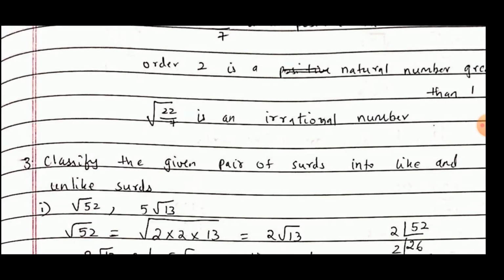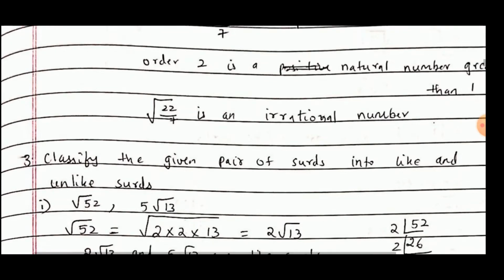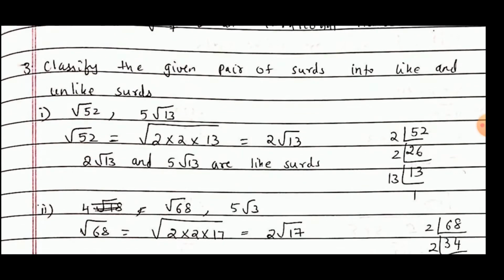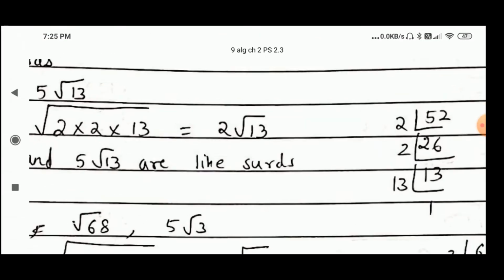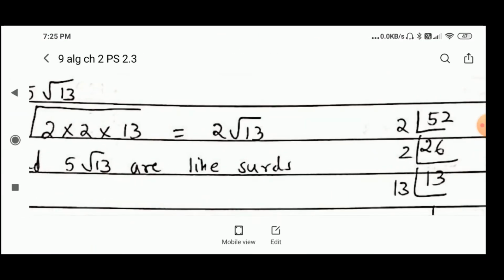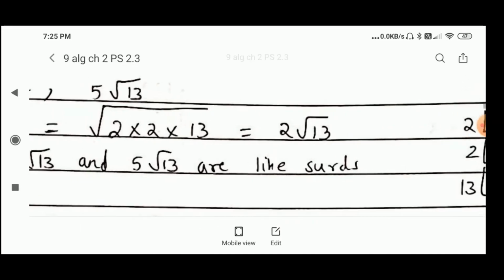Now you have to classify the given pair of surds as like surds or unlike surds. Now like surds means what? The irrational number should be same. So square root of 52, you can write down the prime factors of 52. See here how the prime factors are found out. So first divided by 2, 2 into 26 is 52. Again 2, 13. So the prime factors are 2 into 2 into 13.